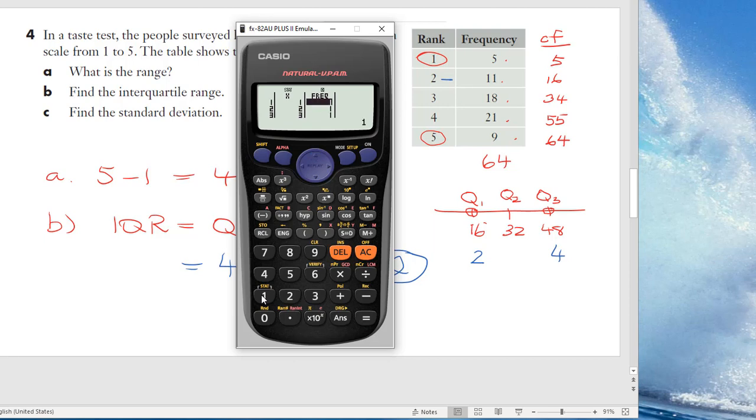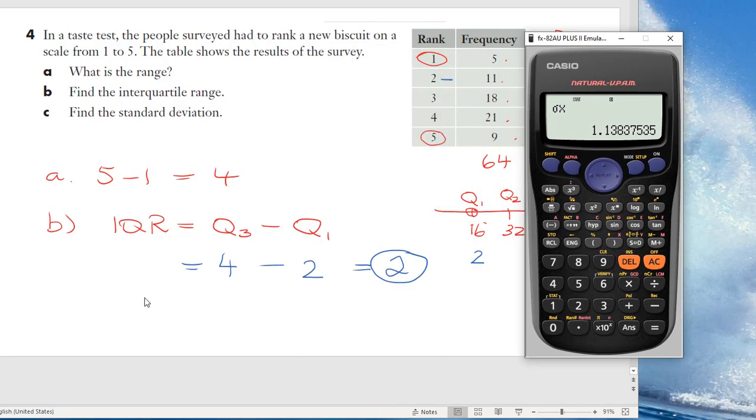Do it the long way. 5, 11, 18, 21, and 9. Okay. Keep an eye on this. We're going to hit AC. We're going to firstly go Shift 1, 4, and 3, and that will give us a standard deviation. So the answer to part C is 1.14 or 1.1.